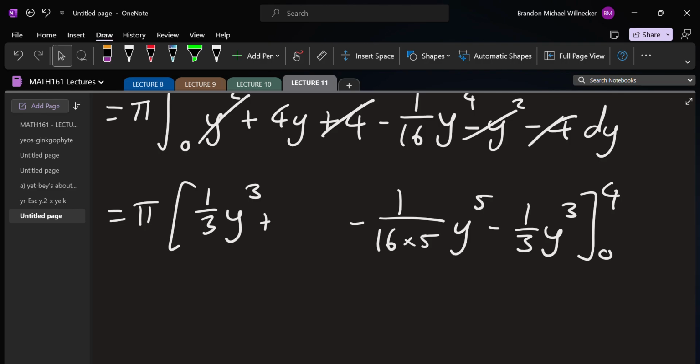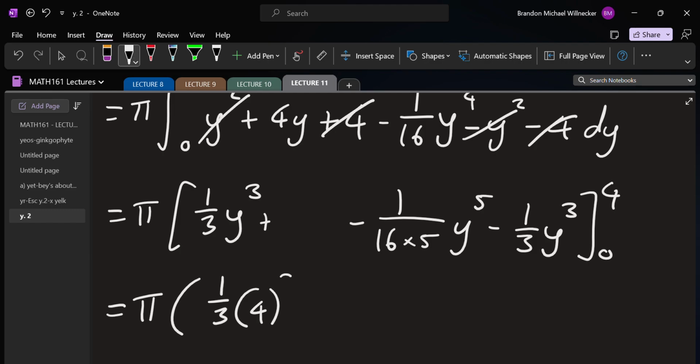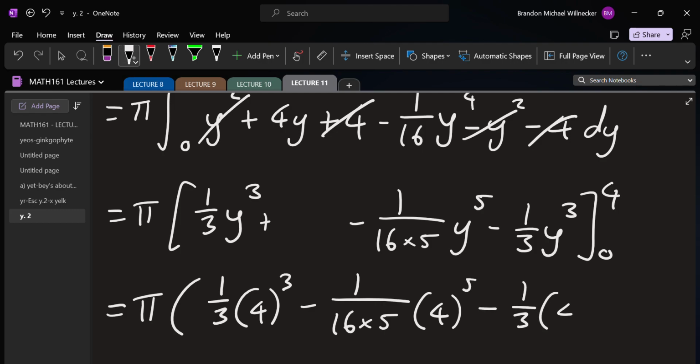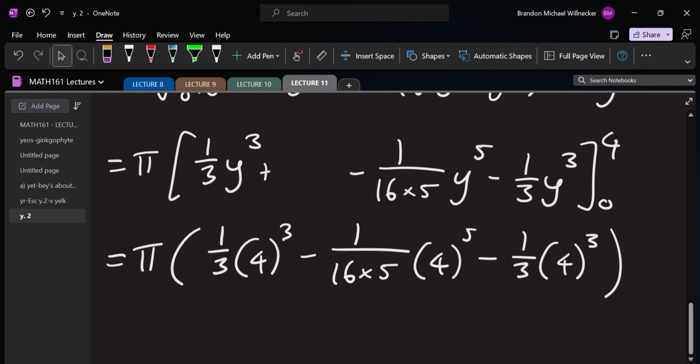Y squared cancels. Yes, sorry. Yeah, that's a minus. Yeah, that goes. Yeah, that's right. Okay, yeah, so y squared minus the plus y squared, that cancels. Okay, so now we can put in the 4. So that will be pi 1/3 4 cubed minus 1/16 times 5, 4 to the 5, minus 1/3 4 cubed. Okay, and again, you have your calculators, so you can just put that in and simplify.